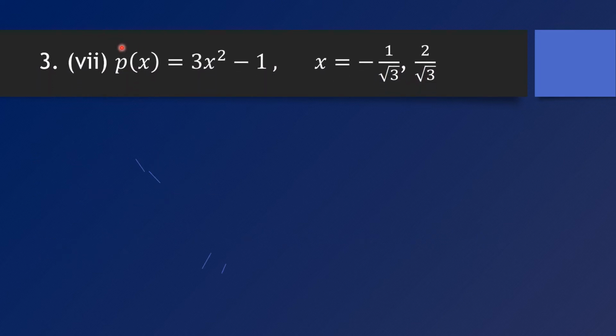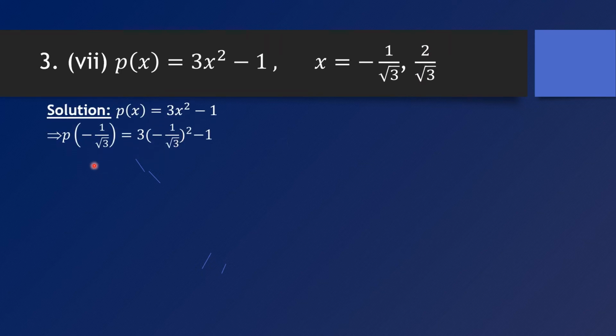Now let's come to the next question, that is question number 7, part 3. P of x is equal to 3x square minus 1. Again, we are given two values here. One is minus 1 upon root 3. Another one is 2 upon root 3.